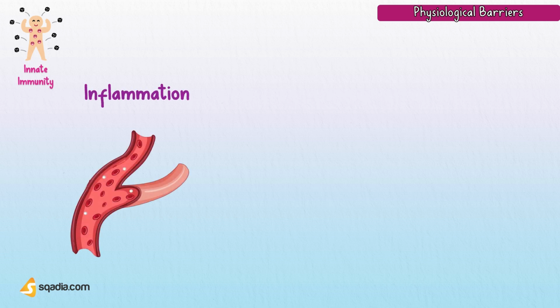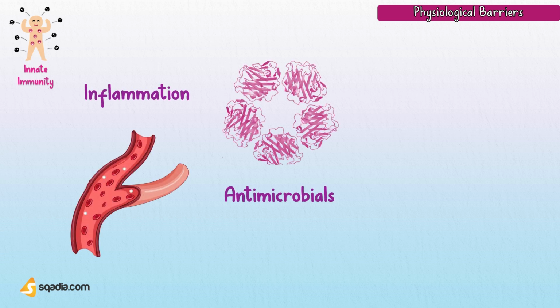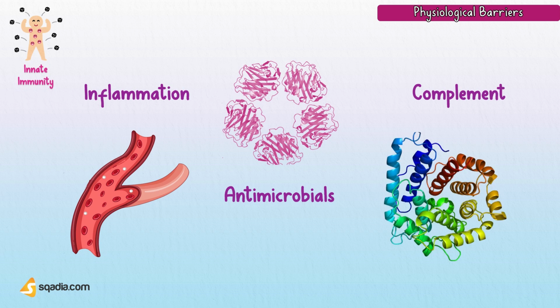Moving on to the physiological or the internal barriers. The physiological barriers can be divided into inflammation, antimicrobials, and complement. We will look at how these three processes contribute to the innate immune mechanism.